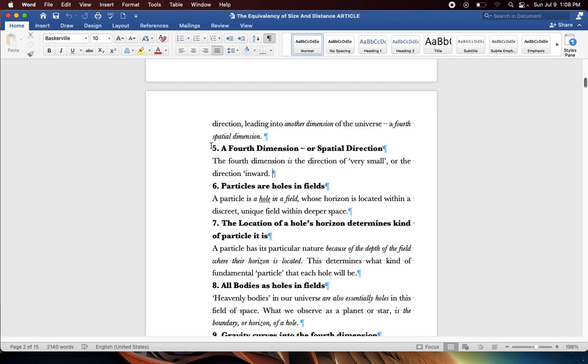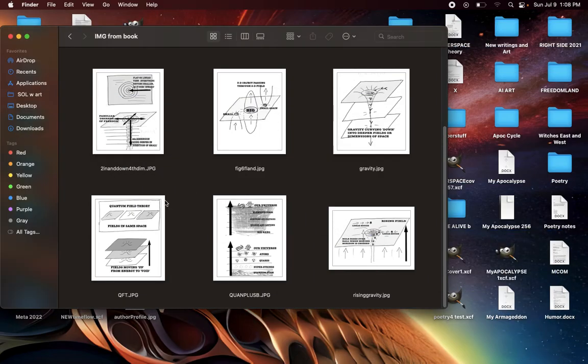I talk about a fourth dimension or spatial direction. The fourth dimension is the direction of very small, or the direction inward. And then particles are holes in the field. So that's important, and we'll get into that right after we talk about quantum field theory.